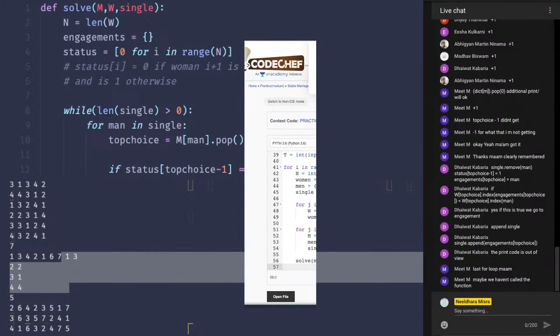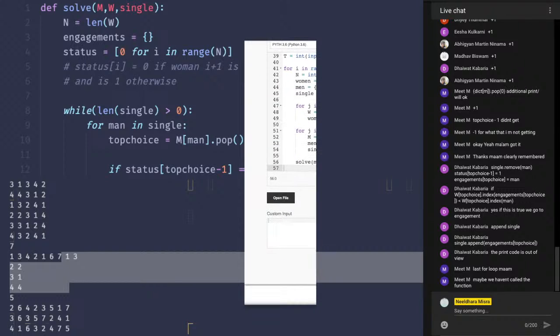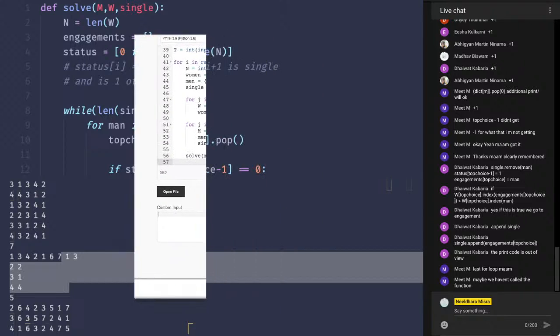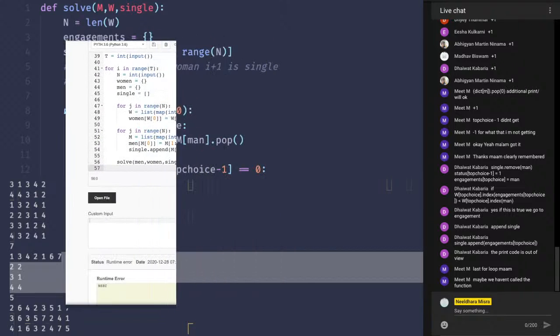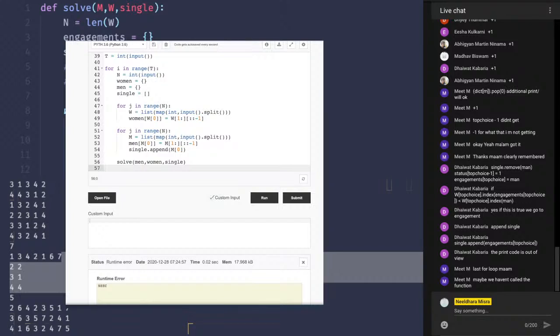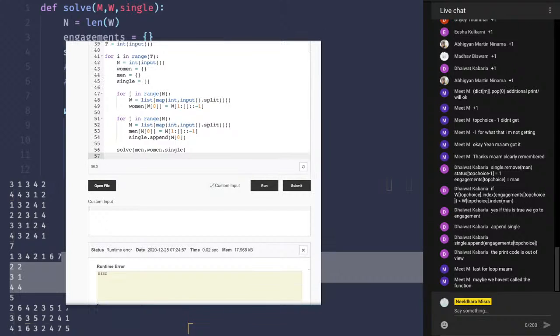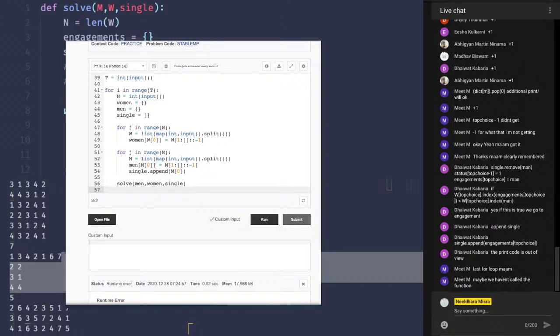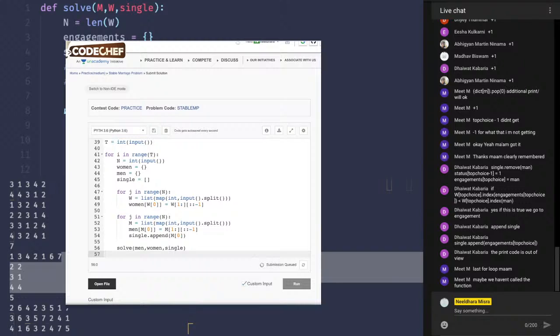Oops. Okay, let me first submit and then I'll fix what's happening on the stream. Okay, I think the reason I'm getting a runtime error is because I checked custom input, but I didn't actually give any input. I'm just going to be brave and I'll just submit it and see what happens.